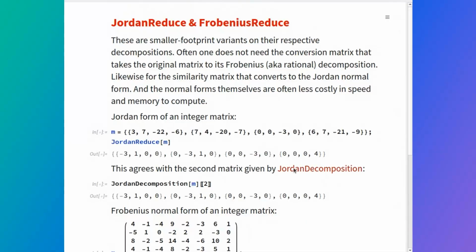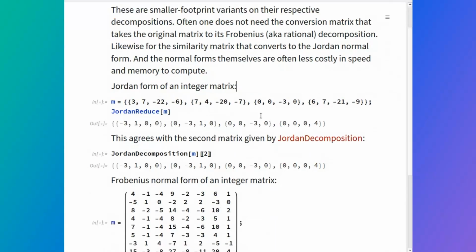So the reduce functions, Jordan and Frobenius reduce. As I say, often one doesn't need a conversion matrix. The Jordan decomposition gives what's called a similarity matrix as well as the Jordan normal form. The Frobenius decomposition gives a multiplier matrix also, and sometimes these are expensive to compute, above and beyond computing the normal forms.